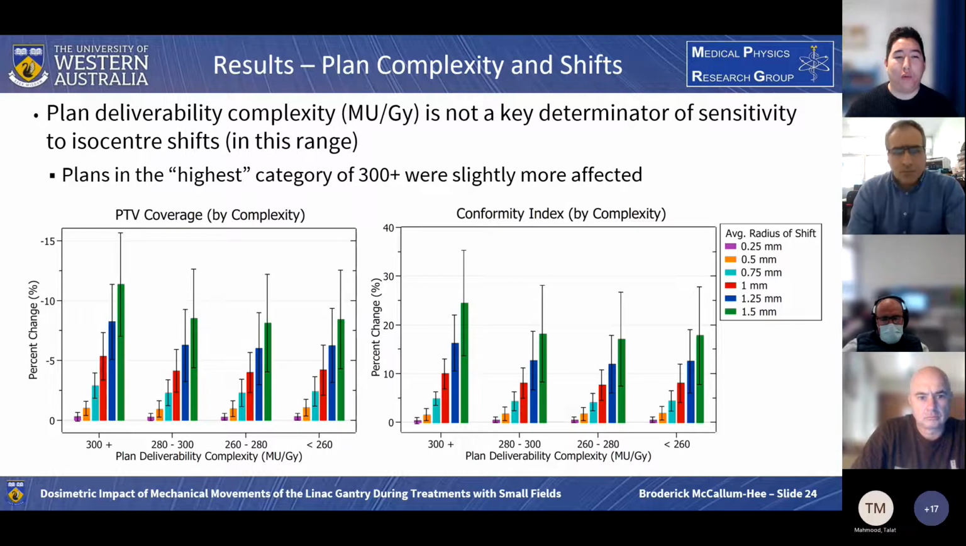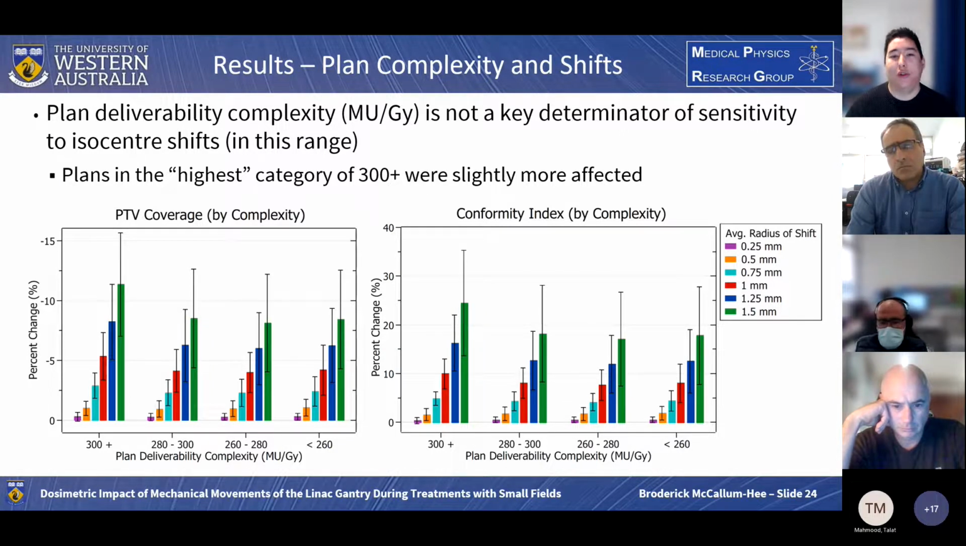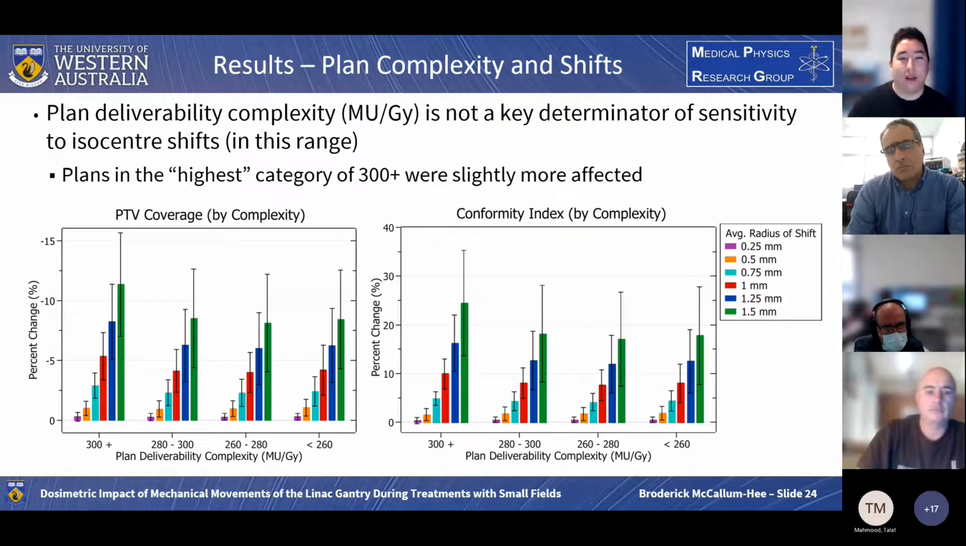And it should be noted that all the plans examined were stereotactic VMAT plans, which by their nature are already quite complex. And here this metric only had a range of 300 to 260 overall in the plans examined. We did, however, note that there was a slight increase for the category of 300 plus, where they were slightly more affected.